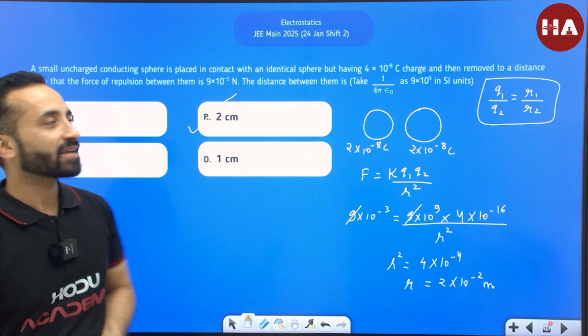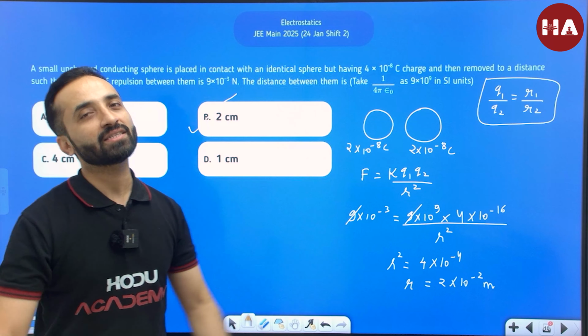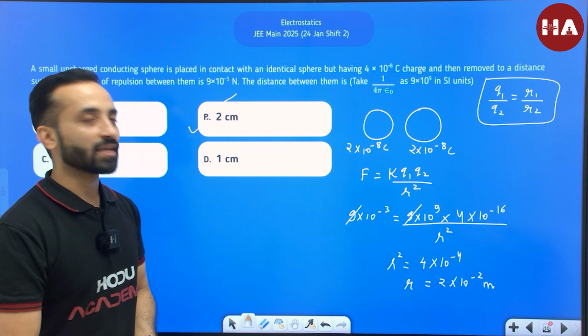Hence the correct answer is option B. I think it is one of the easiest questions you have ever got in JEE Mains exam, right?